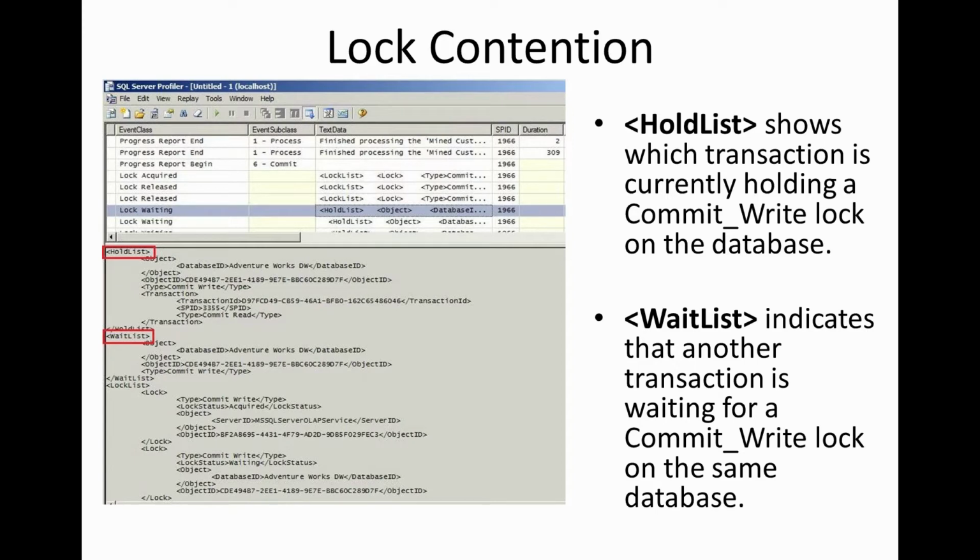We talked about avoiding locks. We have lock contention that we may have to deal with. So when you run Profiler and you take a look at these lock events, lock waiting, you're going to see the hold list, which is going to show which transaction is currently holding a commit write lock on the database, versus the wait list, which is really indicating that some other transaction is waiting for a commit write lock on the same database. So it's waiting to be able to write. The other one is still writing.